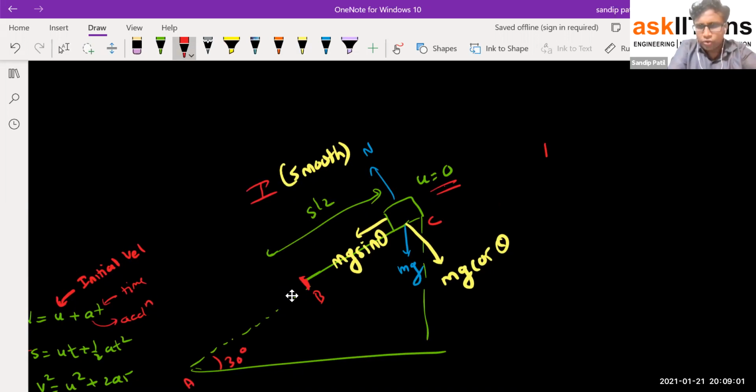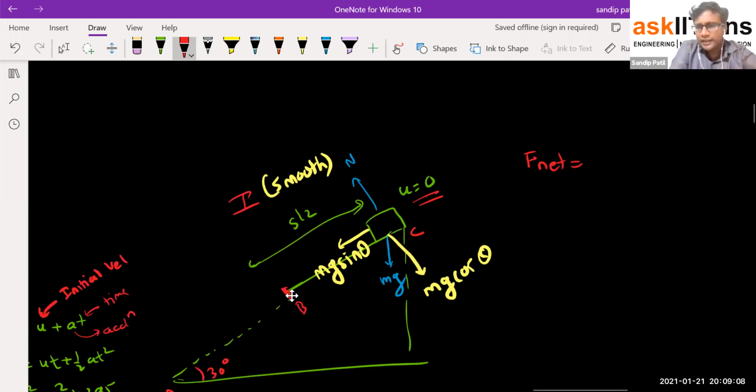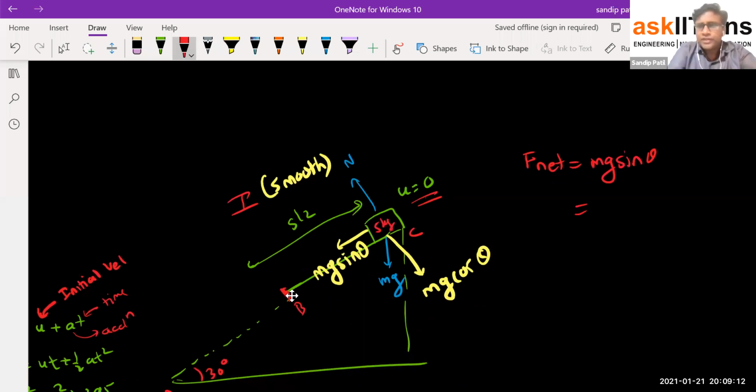F net means the force acting on that block. N and mg cos theta are cancelling each other, so only mg sin theta is going to act there, right? And as we are using the same values, the 5 kg block is there. So we already got this mg sin theta value. How much was it? That was 25 Newton, right? Okay, so this is 25 Newton.